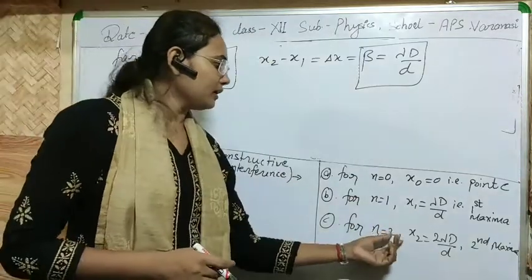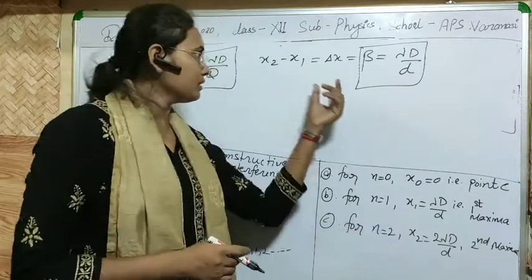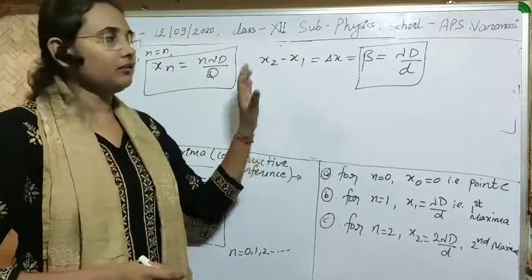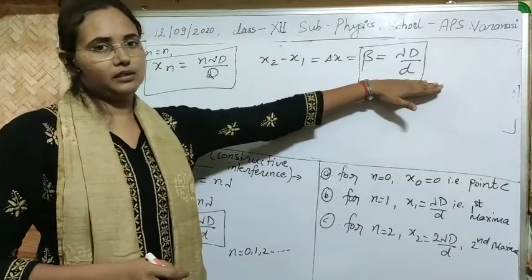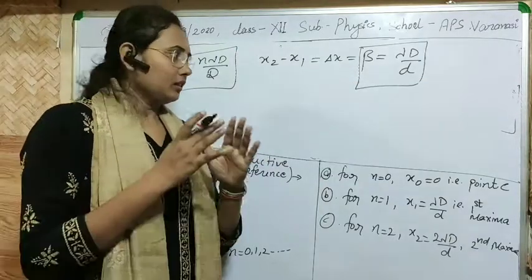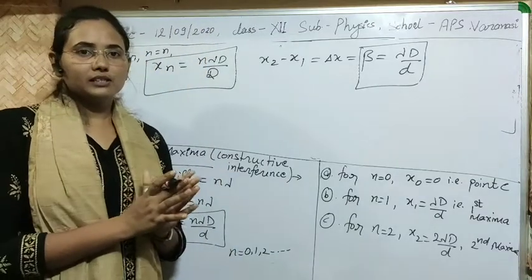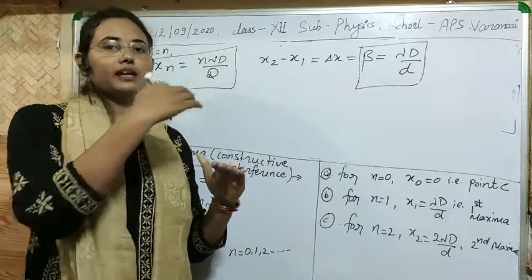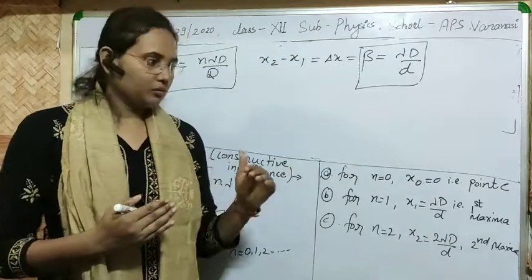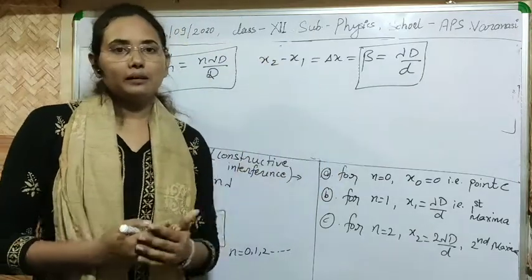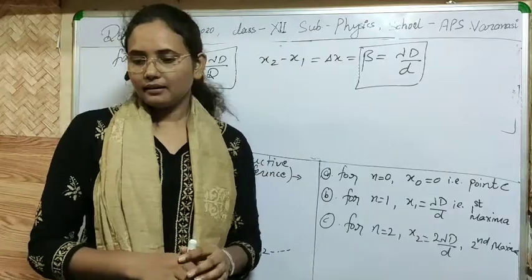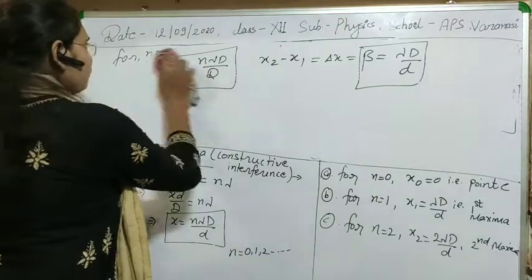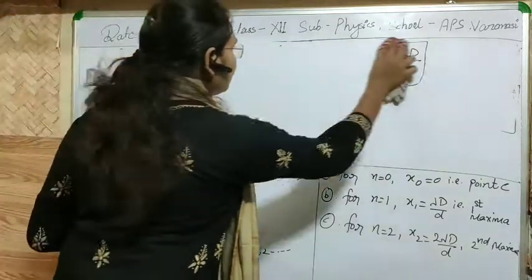And if you take x3 minus x2, x4 minus x3, you will get the same difference. This means the widths of the bright fringes are equal, and they are equally distributed away from the central maxima. I think that is clear. Then we move to the second point. For the minima, what will be the condition?